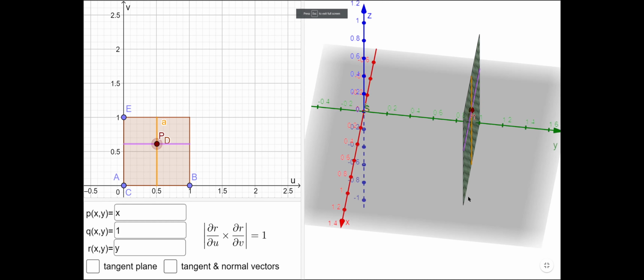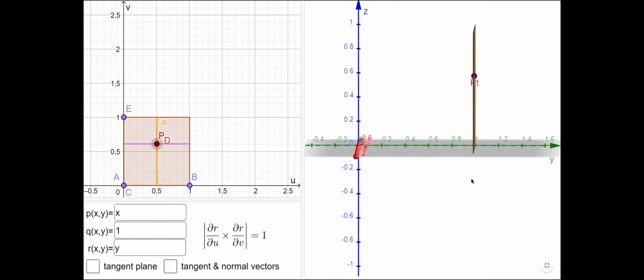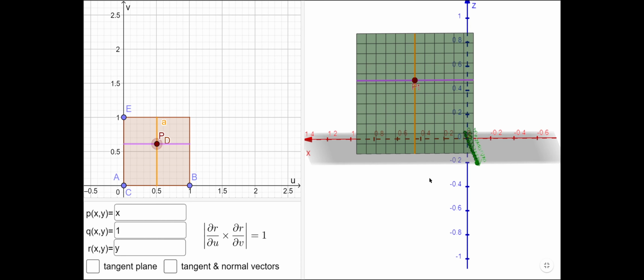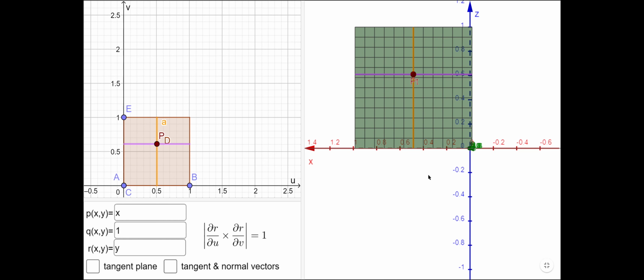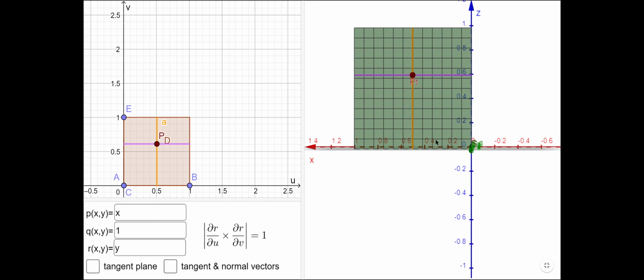So your plane there is y is equal to 1, right? And the two other conditions tell you that the x must lie between 0 and 1, and the z must lie between 0 and 1, right?